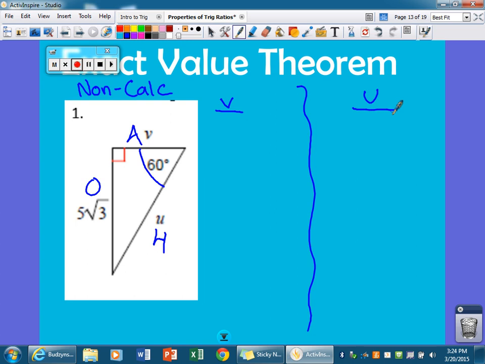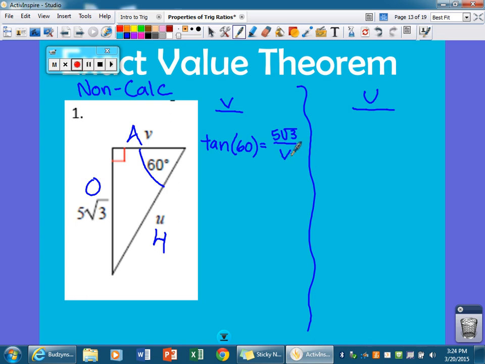Okay, so if I start with B, that is A, and I only have a value for O. So if I only know O and A, guess what? I'm using tan. So it's tan of 60 equals O over A. So 5 square root of 3 over B.